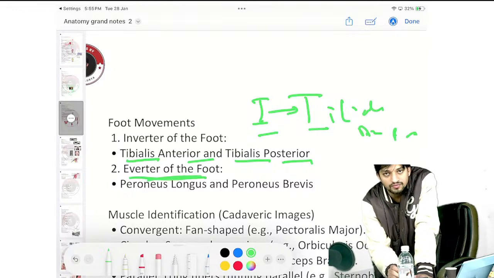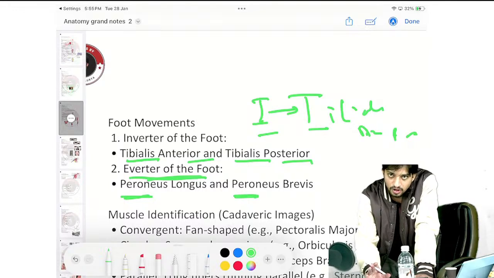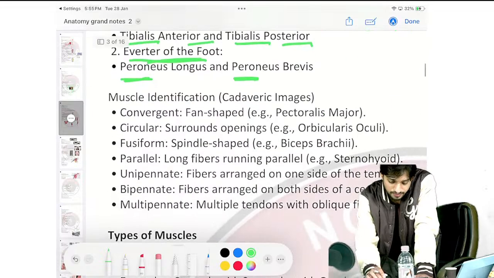Now, the everters of the foot, eversion: peroneus longus and peroneus brevis. The two muscles responsible for eversion of the foot will be peroneus longus and peroneus brevis.